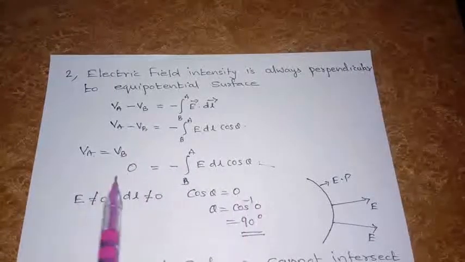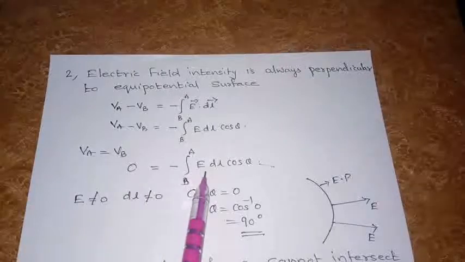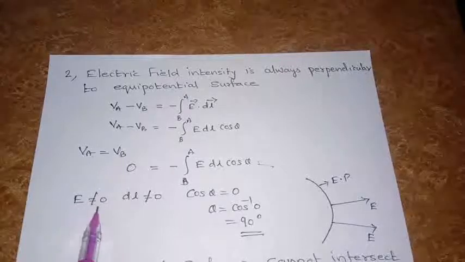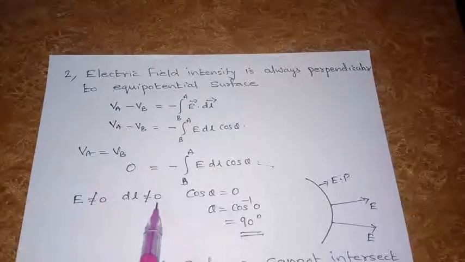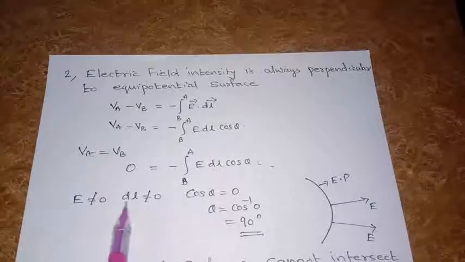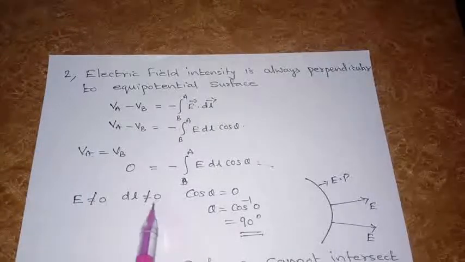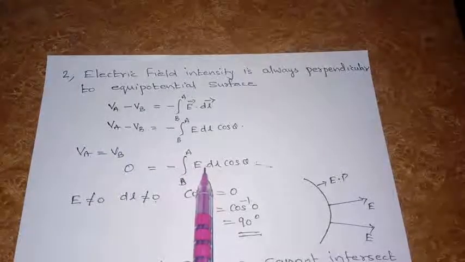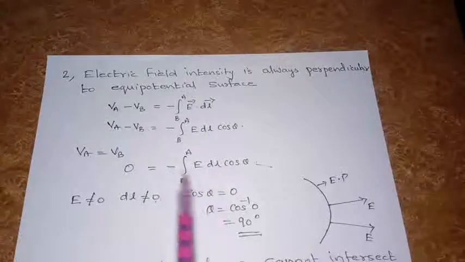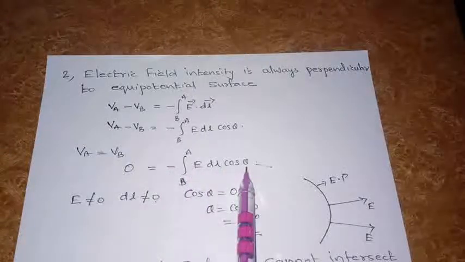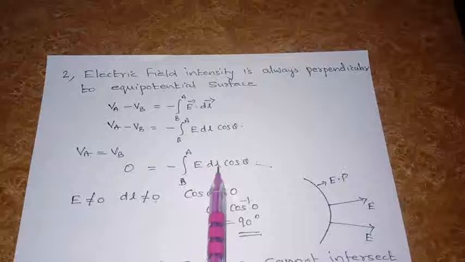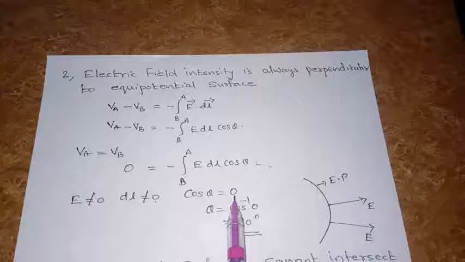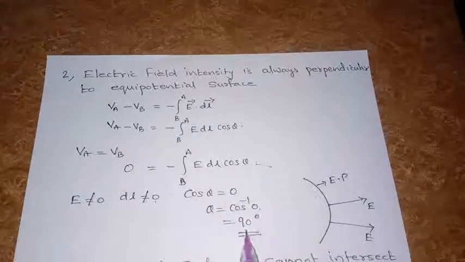Now very carefully listen, the left hand side is 0, the right hand side also must be 0. But E is not equal to 0, it is a non-zero electric field. dl, the elemental length we are drawing on the surface, has a value, therefore it is not equal to 0. Left hand side must be 0, right hand side also must be 0. Therefore any of these three quantities must be 0. E not equal to 0, dl not equal to 0. The only possibility is cos theta is equal to 0. So that means theta is equal to cos inverse 0, that's equal to 90 degrees.